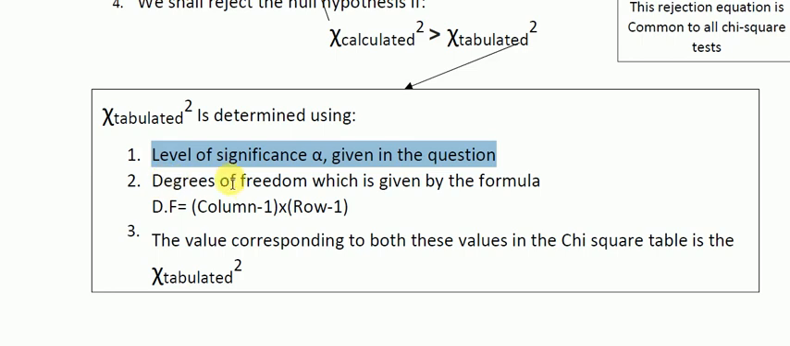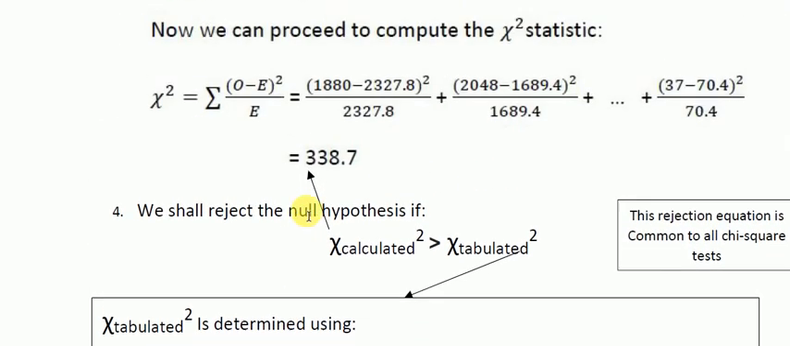And degrees of freedom, how do we calculate it? We calculate it using the number of columns minus 1 into number of rows minus 1. So we know the level of significance over here is 0.05. We assumed it at the start of this example, but normally it will be given in the question. Now coming on to degrees of freedom, for chi-square specifically, it is given by this formula: columns minus 1 into rows minus 1.